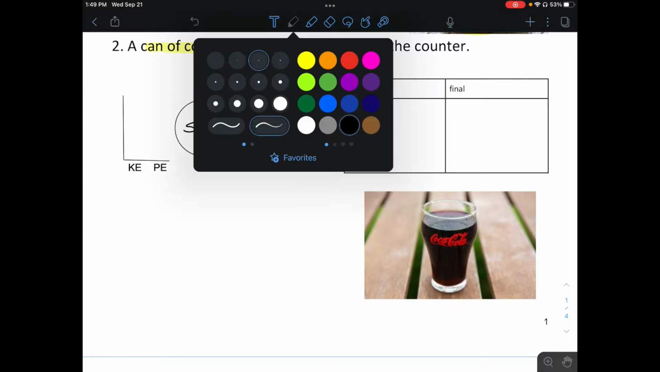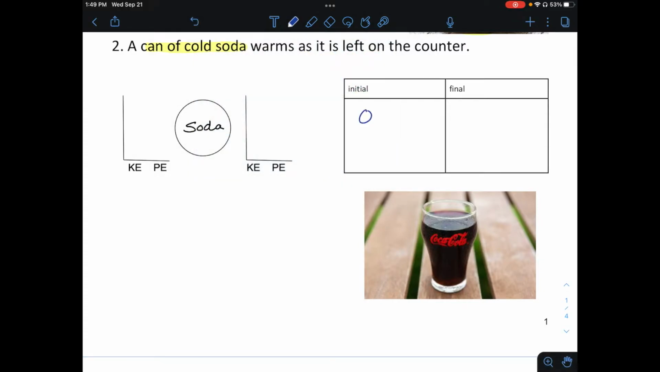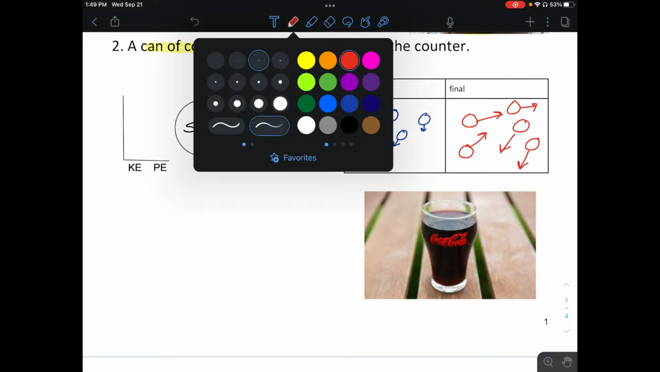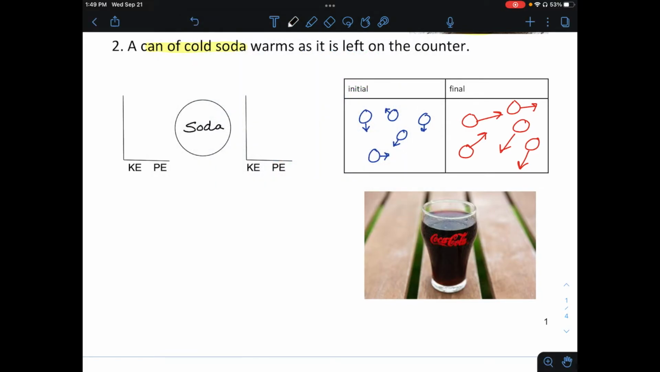So initially, it's cold. That's why I'm choosing blue for my particles. There's not much movement in the particles. I'm trying to show that. Since we want our particles to be countable, I'm trying not to use too many so I don't have to draw too many particles. And after it sits there, it's going to warm up. So I'm going out of my way to make these particles appear to be moving faster. So let's work on the LOL chart. The soda stays a liquid again. So potential energy stays from a liquid to a liquid, only this time it's going to warm up.